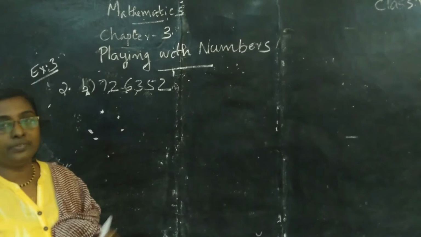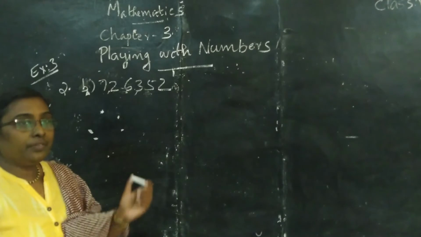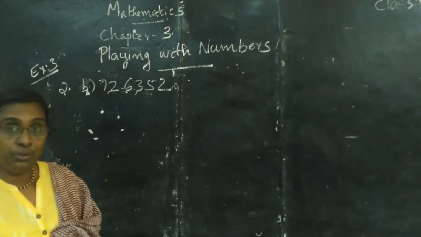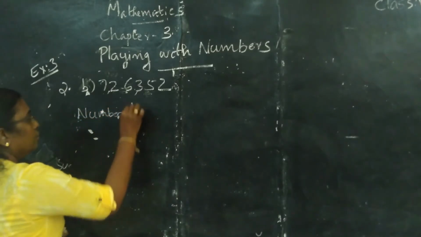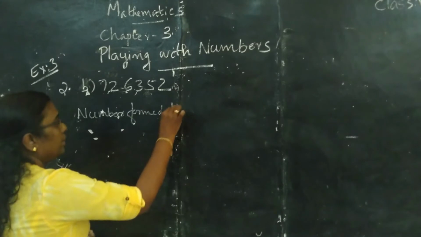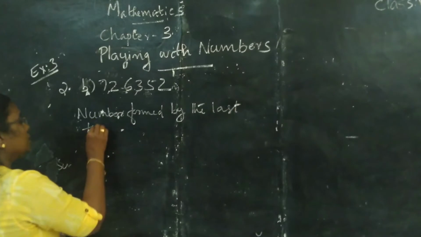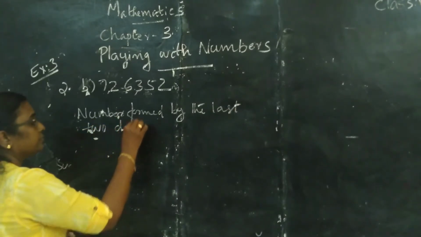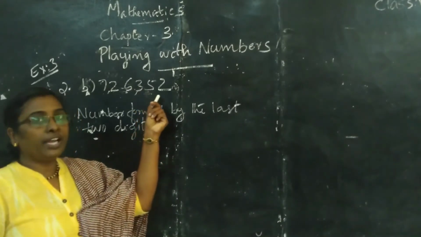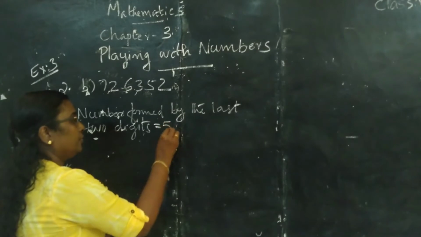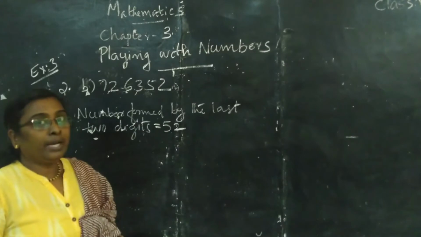7,26,352. We have to check whether this is divisible by 4 and 8. To check whether this is divisible by 4, what do we have to do? We take the number formed by the last two digits. In this number, the last two digits are 5 and 2. So, the number is 52. Now, divide this 52 by 4.